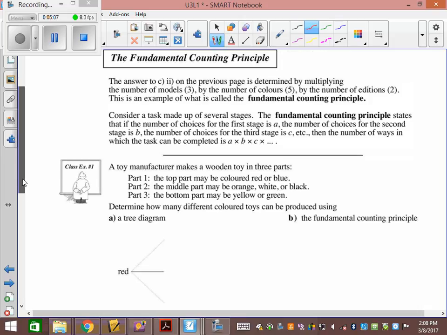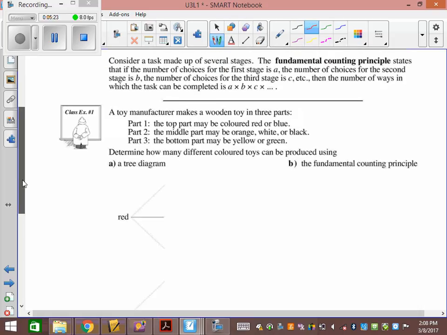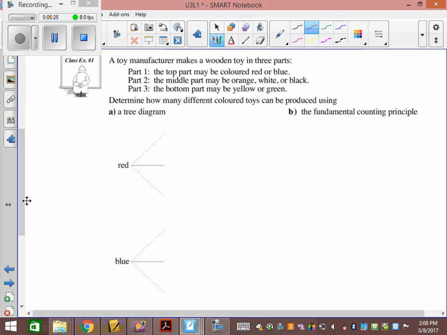So the next one we're going to look at: a toy manufacturer makes a wooden toy in 3 parts. You need all 3 parts of the toy to make the full toy, right? You can't just have 2 pieces and make the toy. So we have 3 parts that make up the whole toy, so we're going to be able to use the fundamental counting principle. But first we're going to display it in a tree diagram.